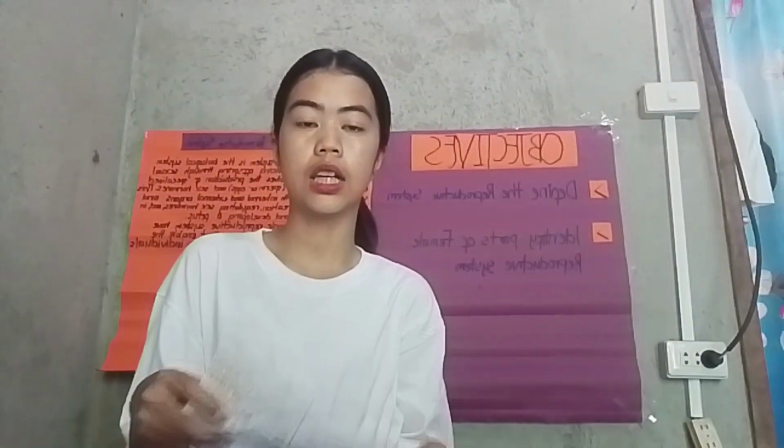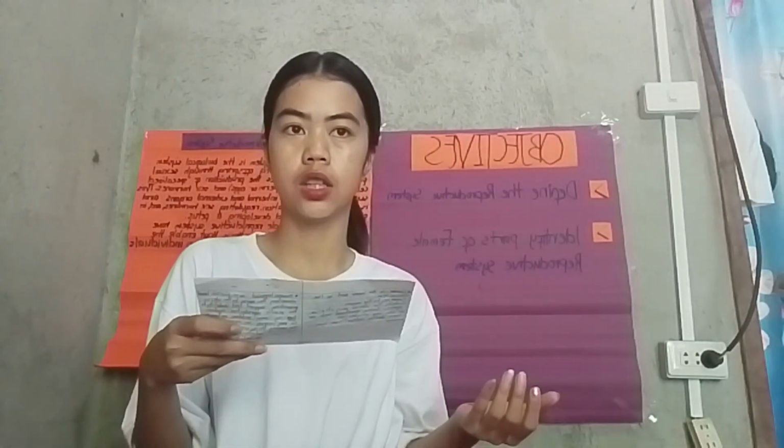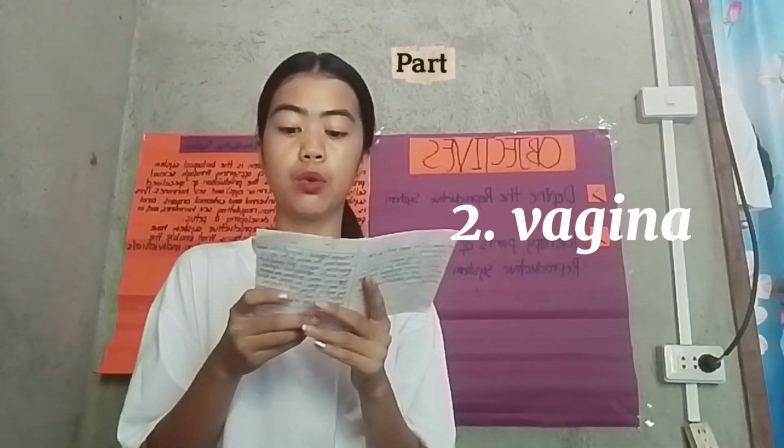So sa ovary, ito yung tumutulong sa mga babae para ma-regulate yung cycle ng menstruation, and then during pregnancy, sinusuportahan nito yung paglaki ng bata at naaapektuhan din nito yung pag-develop ng characteristic ng isang babae. So number 2 is vagina.